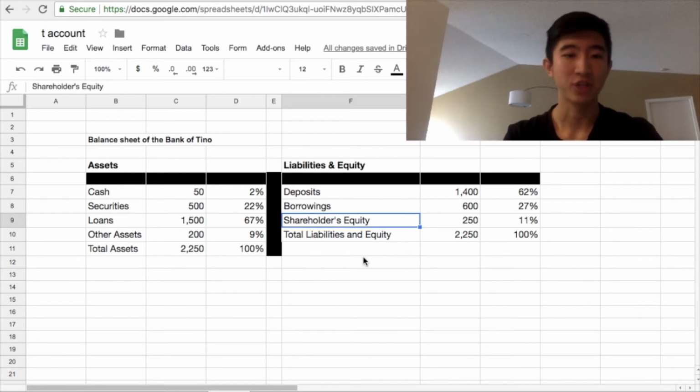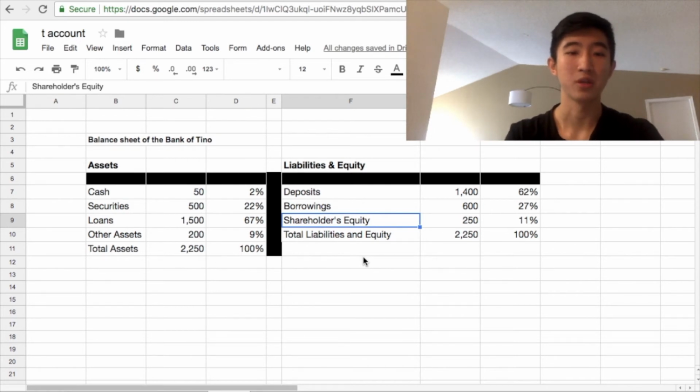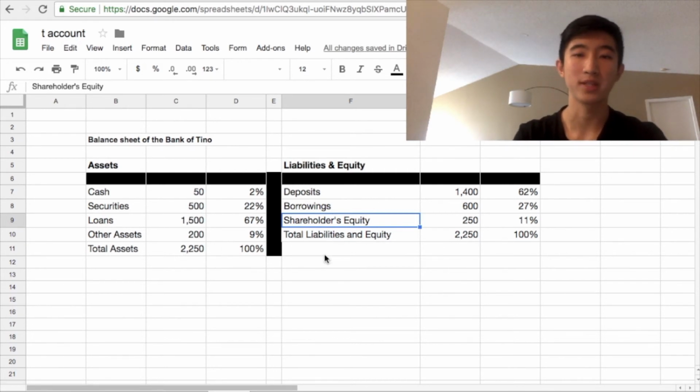And next, we have shareholders' equity. Equity measures the company's net worth. We put it as part of liability because it makes the left and right balance, so the equity will always equal assets minus liability.